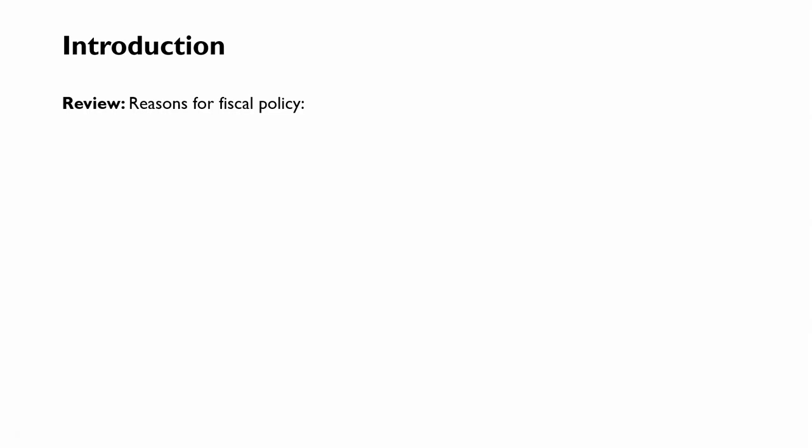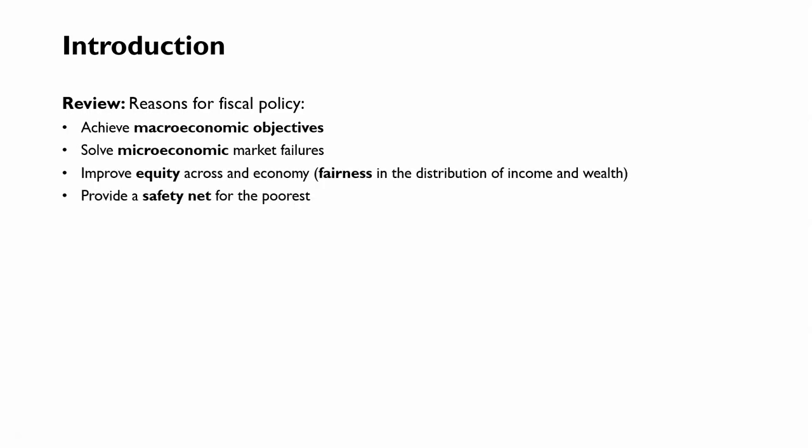To start with, let's remind ourselves of the key reasons behind fiscal policy. All fiscal policy is ultimately to achieve our macroeconomic objectives, as well as to solve microeconomic market failures. It's worth being aware that fiscal policy is also in place to improve equity, which to an extent is a market failure, and provide a safety net for the poorest in society.